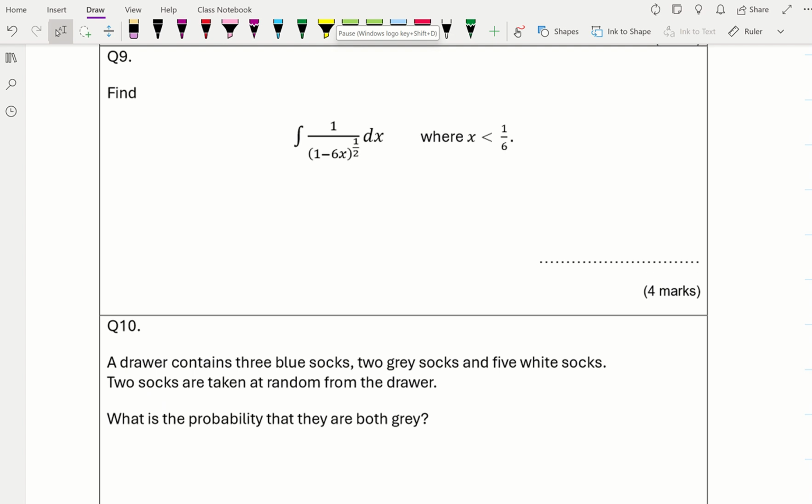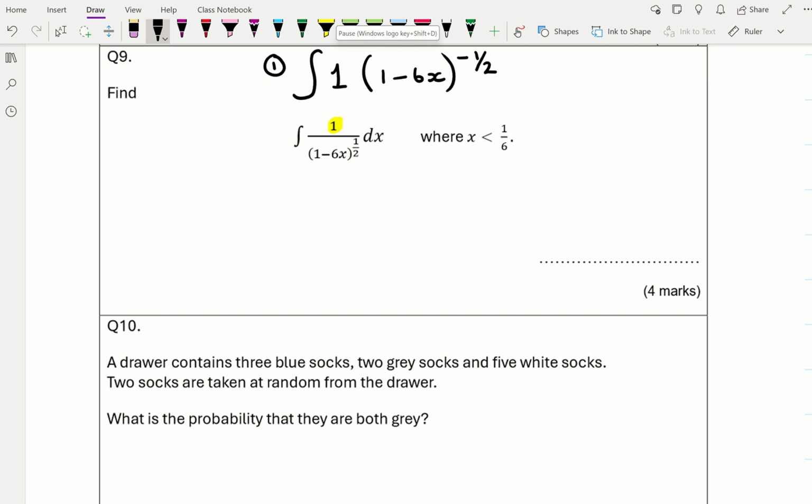And question 9 says integrate, again in terms of dx, and they tell you that x is smaller than a sixth. That's all right. The integration is the same method anyway. So again, you cannot integrate a fraction. So the first thing you need to do, step 1, and don't miss steps, is to rewrite the question in terms of a negative power. This one is here. Do write it out. 1 times the bracket, 1 minus 6x to the power of negative a half.